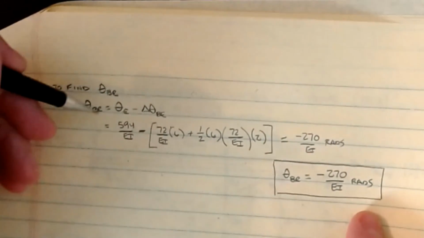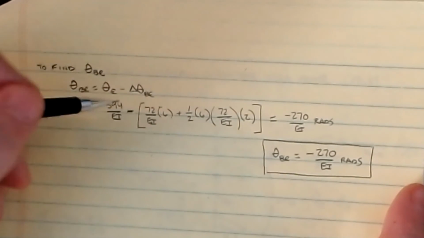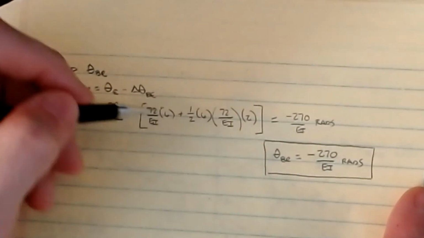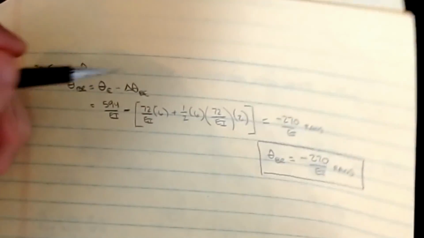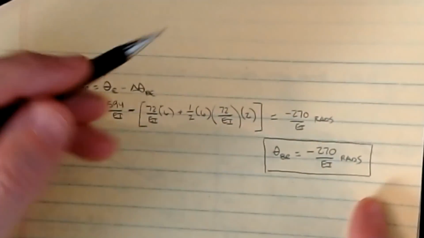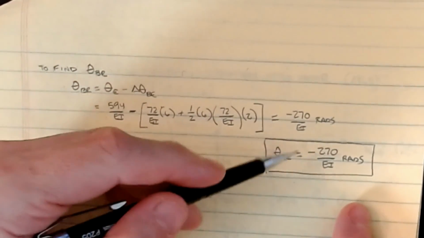Okay, now if you want to look at finding theta BR, then it's just the same game that we played before. I can find theta BR as being theta E minus the change in angle between B and E. Okay, so this was the theta E that we found, 594, and then the change in angle is simply minus all of that area. So it should be our change in angle theorem here. And if I do that, the math is minus 270 over EI. And so the theta BR is minus 270.